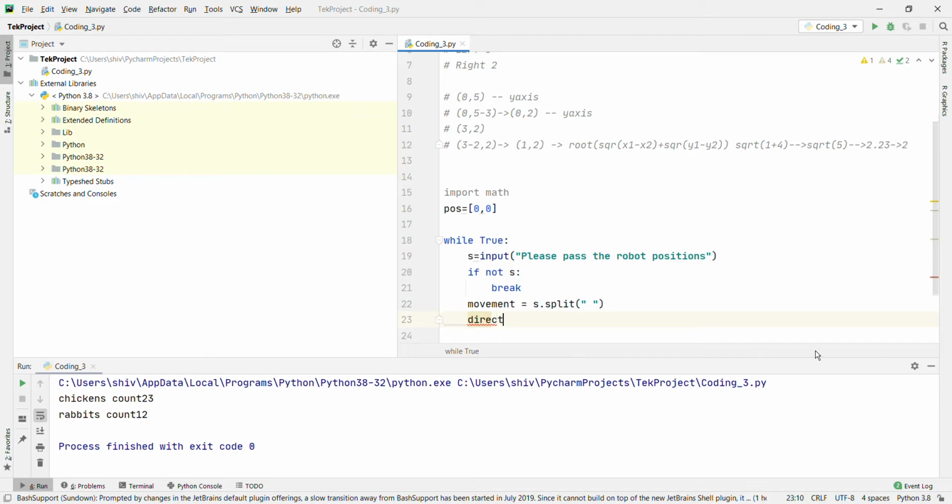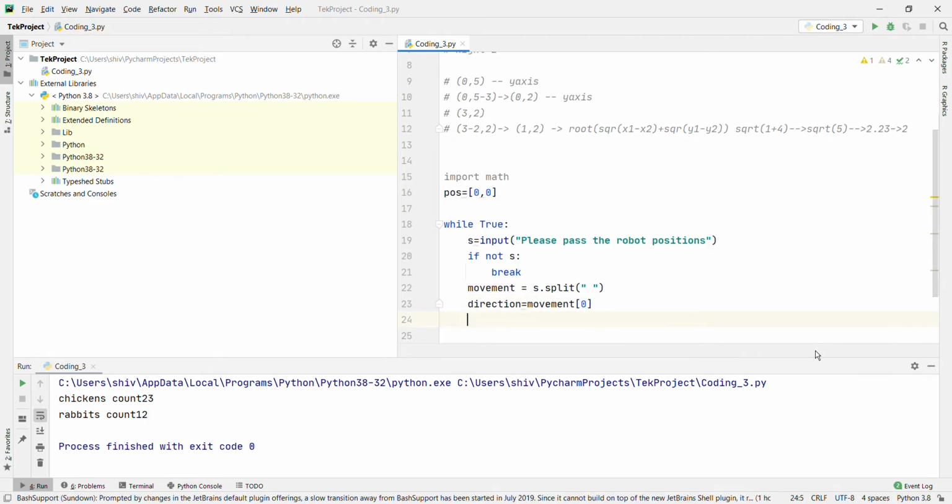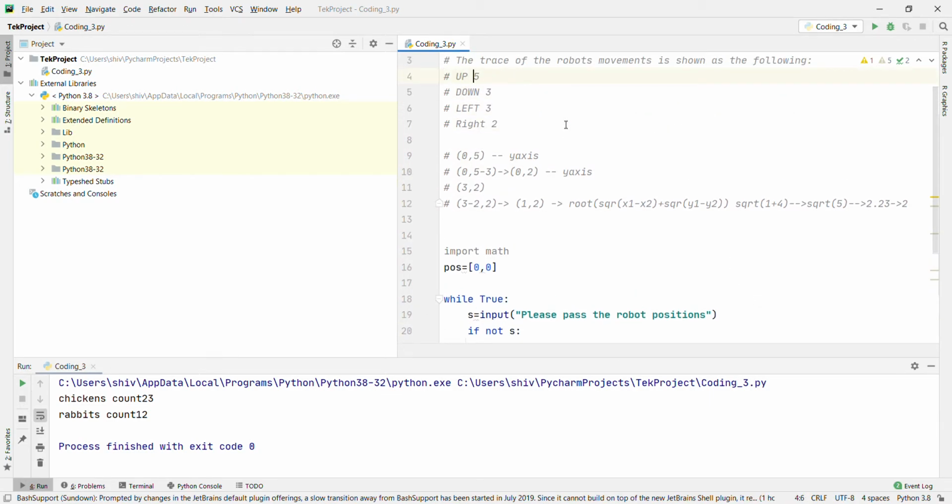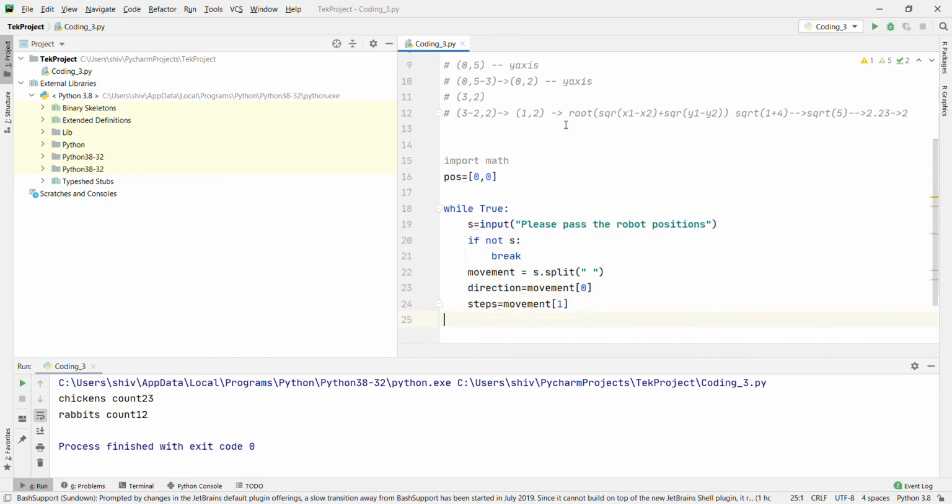Now we are going to use direction. Which direction is the robot moving? We have only two directions, either x axis or y axis. Direction equal to movement 0, and steps equal to movement 1. If you see the input parameter we are passing here, up 5, down 3, then up is your direction and 5 is the step that we are going to move. Basically the robot is going to move.